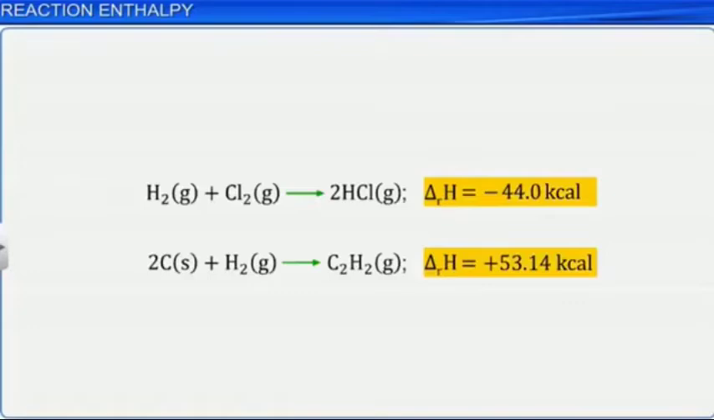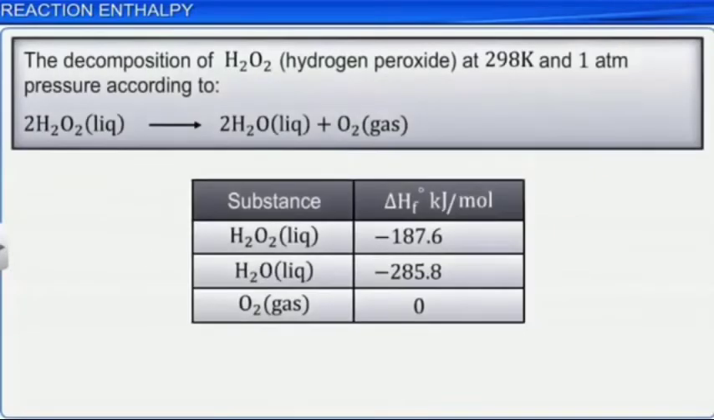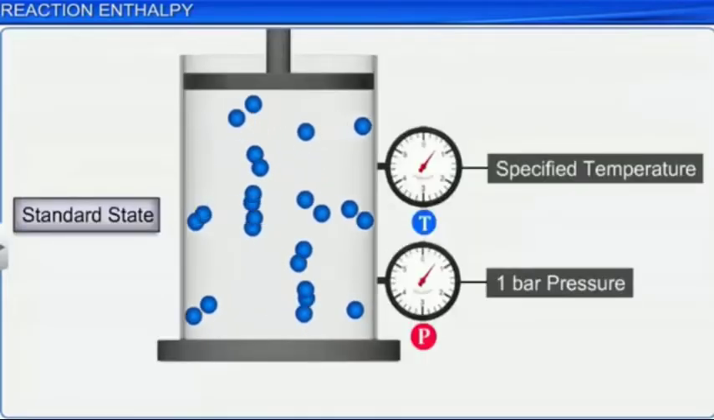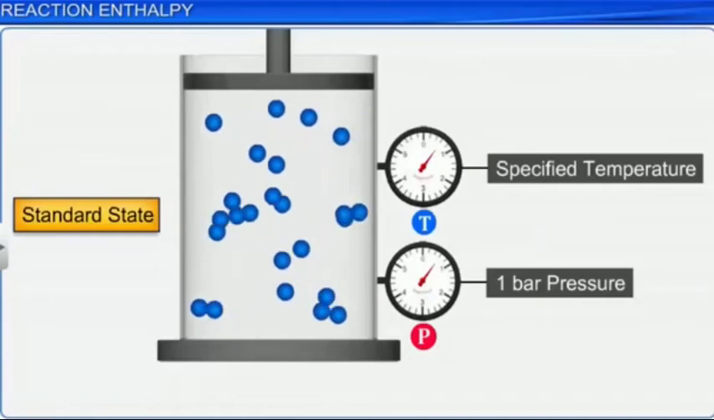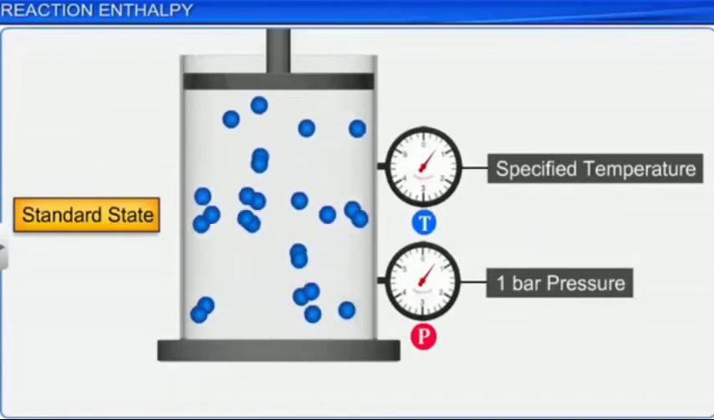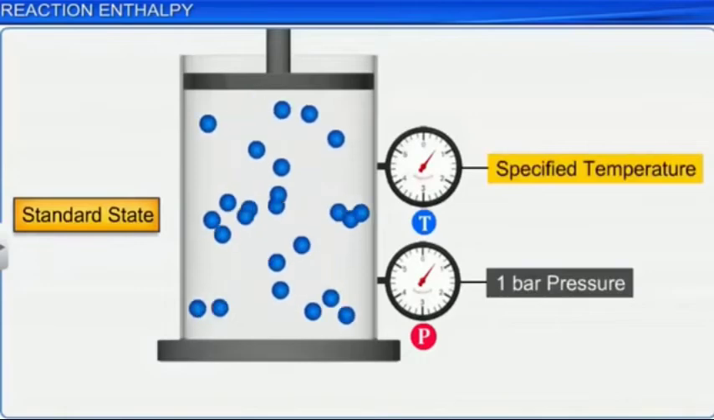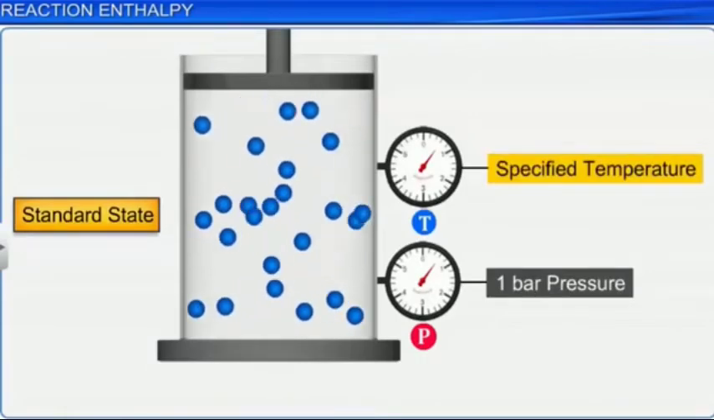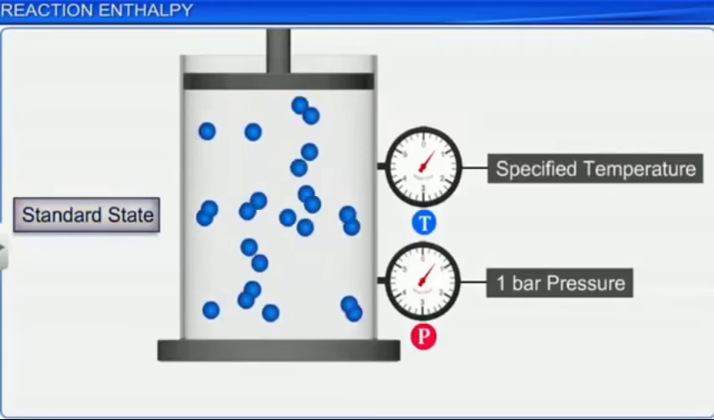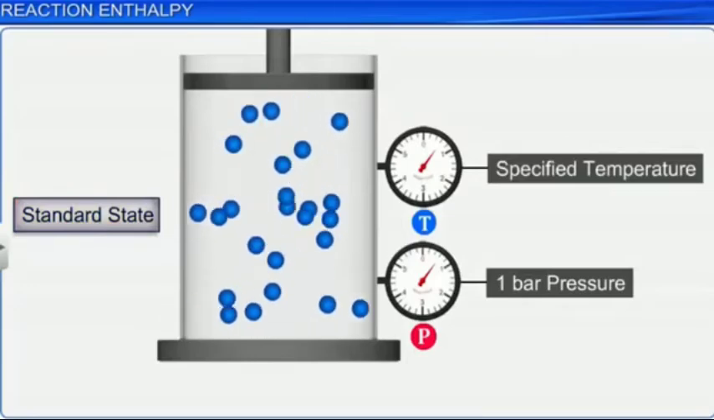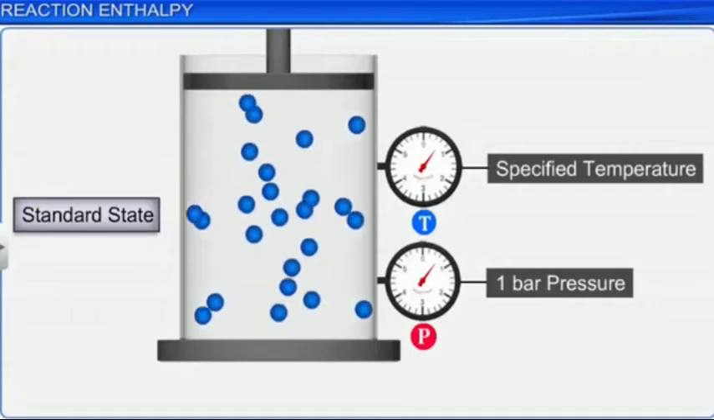The standard enthalpy of a reaction is the enthalpy change accompanying the reaction when all the reactants and products are taken in their standard states. A substance is said to be in a standard state when it is present in its most pure state under a pressure of 1 bar at a specified temperature. In other words, when the enthalpy of a reaction is measured at 1 bar pressure and specified temperature, it is called standard enthalpy.